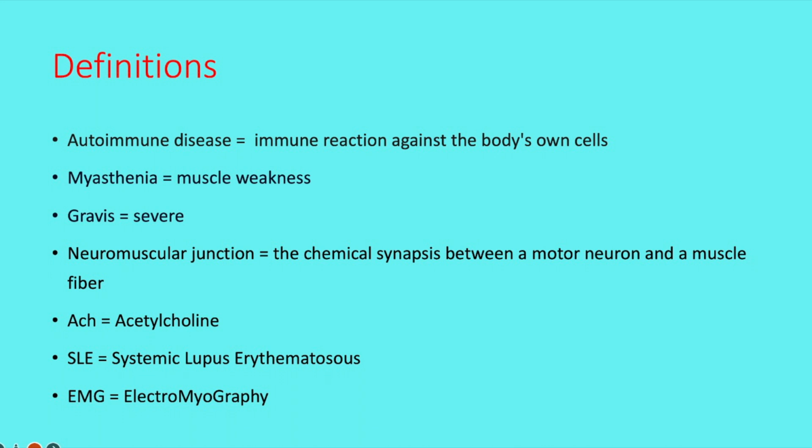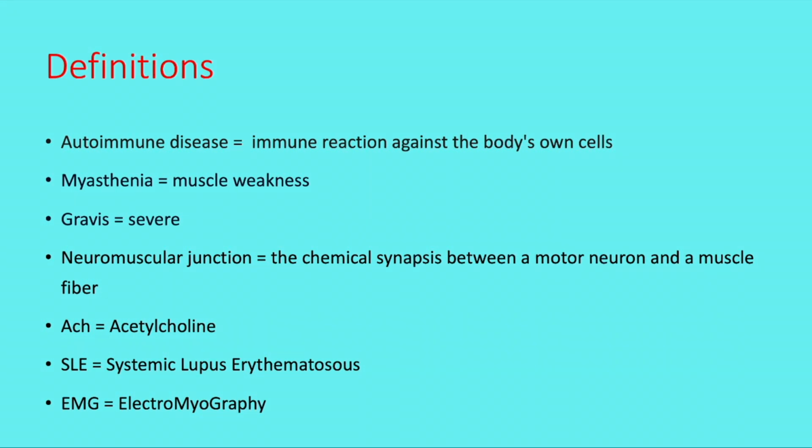Today we will start the video with key important terms and definitions, as well as some abbreviations that will be used along the presentation. So autoimmune disease is an immune reaction against the body's own cells. In other words, our body attacks our own cells and destroys them. Myasthenia means muscle weakness in Greek. Gravis means severe in Latin.